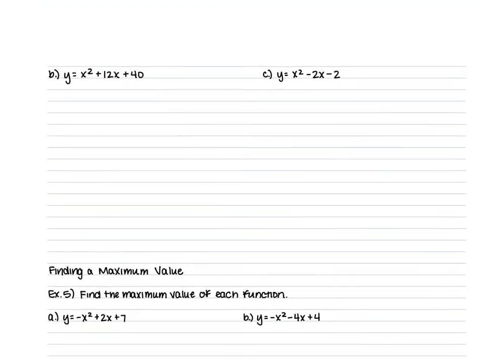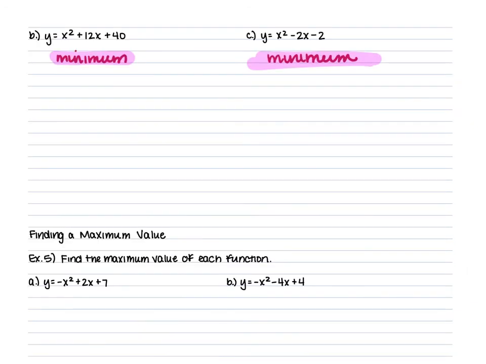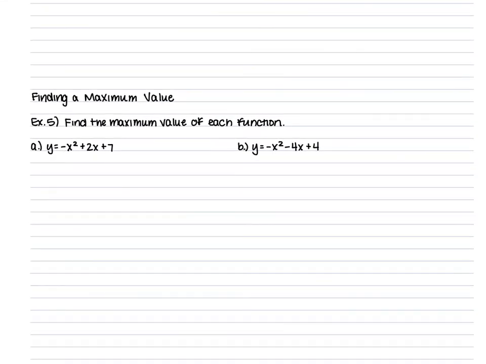For example, B, we are given y is equal to x squared plus 12x plus 40. That x squared is a positive, so again, we have a minimum. For example, C, same thing, that x squared is a positive, so we have a minimum there too. For example 5, we're just telling again maximum or minimum. For A, we have a negative x squared, which means A is negative. Our parabola would open down, so we would have a maximum.